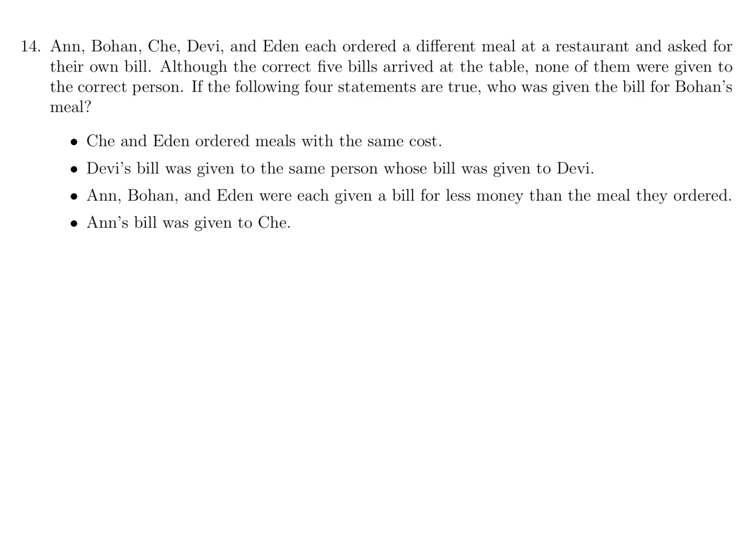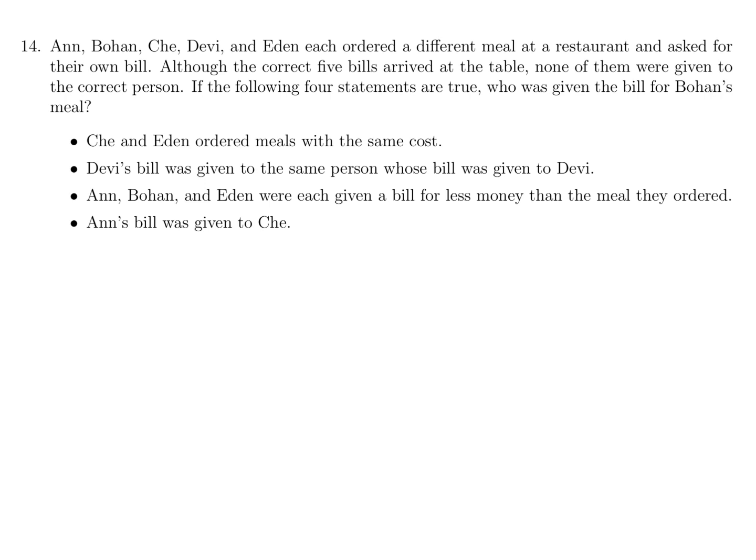Bohan, Shay, Devi, and Eden each ordered a different meal at a restaurant and asked for their own bill. Although the correct 5 bills arrived at the table, none of them were given to the correct person. If the following 4 statements are true, who was given the bill for Bohan's meal?